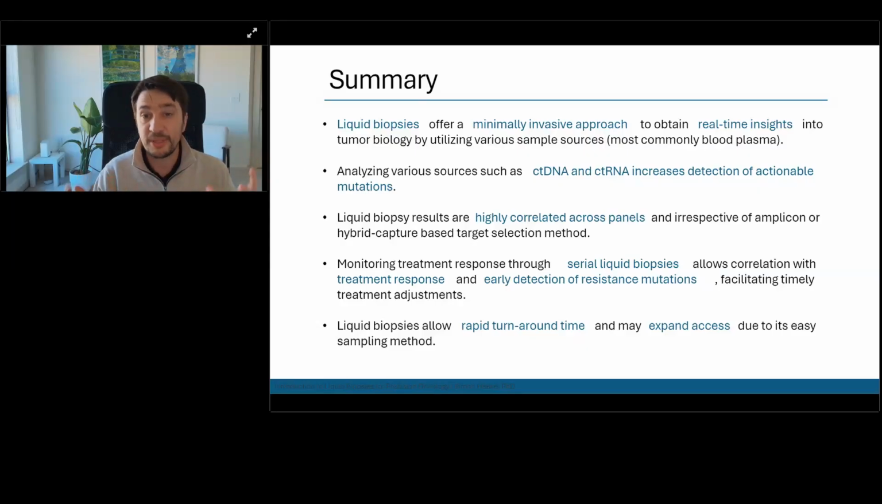And again, just to highlight that we can use a liquid biopsy not just for treatment stratification, but also to serially track changes during treatment, and as a potential future method to gain more insight into tumor intrinsic processes during treatment, and hopefully in the future as a tool for treatment adjustment. And lastly, I think it's very important that we also consider liquid biopsy as a tool with a very rapid turnaround time that may expand access due to its easy sampling method, and can therefore help us expand the access to precision oncology.